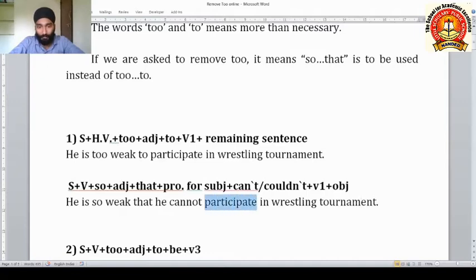Participate is the verb which is coming after the TO2, and that we are using after cannot. The remaining sentence will come at last. At last we have to give a full stop, and there is no change of tenses. Any other change we don't have to do. Which changes we have to do, that we will see in the next examples.